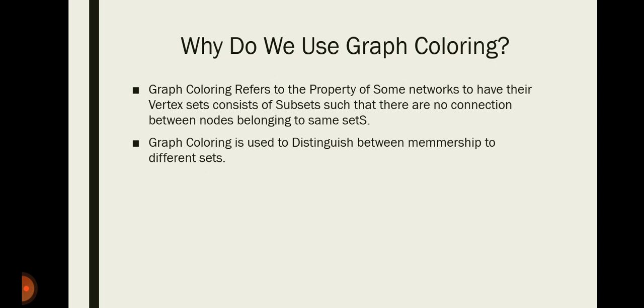Moving further, why do we use graph coloring? Basically, graph coloring refers to the property of some networks to have their vertex set consist of many subsets such that there is no connection between nodes belonging to the same set. So graph coloring is used to distinguish between membership in different sets.